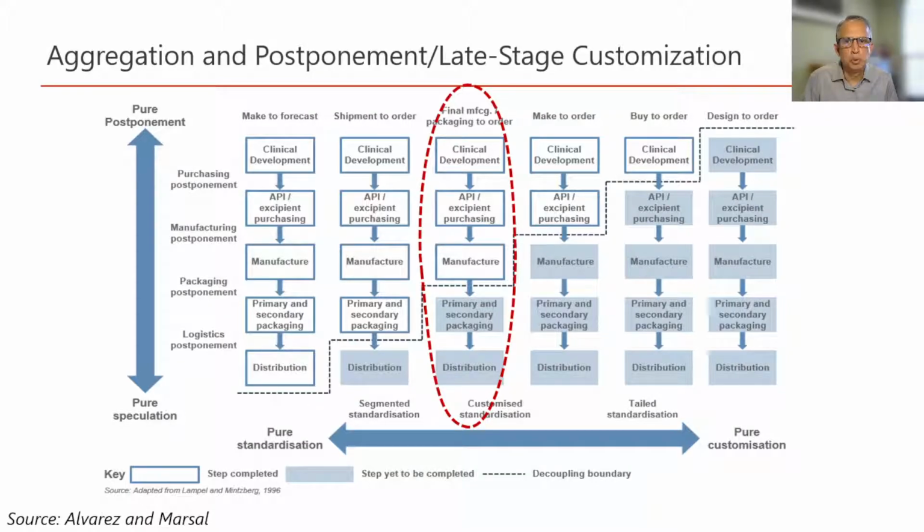Aggregation and postponement or late stage customization is a well known supply chain strategy to hold off building the final product until it's absolutely required. Here, we are aggregating the steps before the dotted line. In our example, which is encircled in red, we are aggregating steps up until and including manufacturing and holding off on labeling and distribution until required.